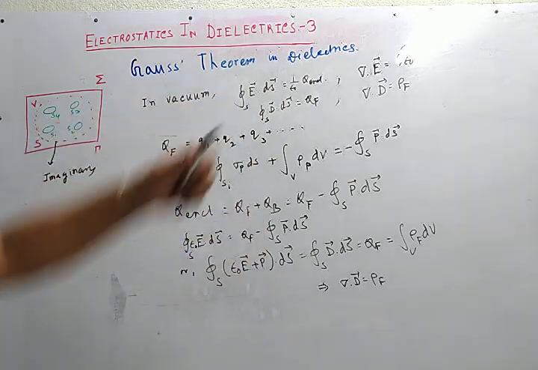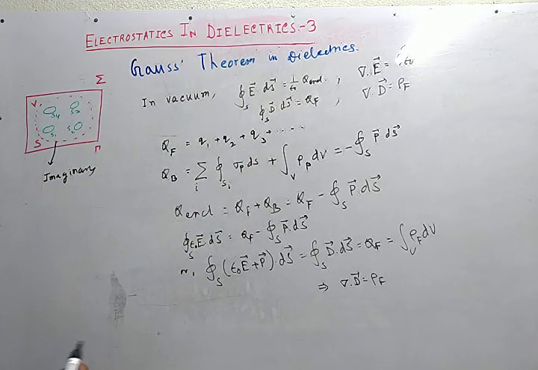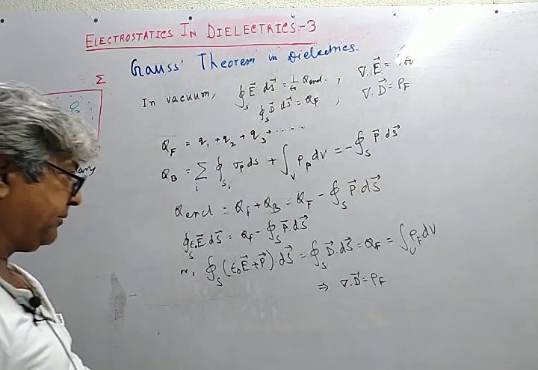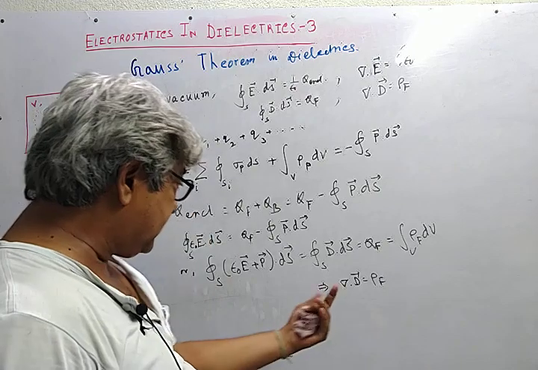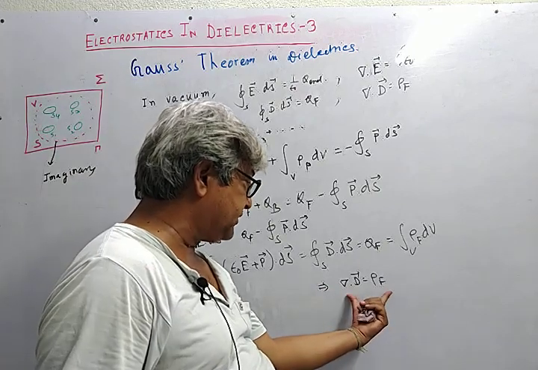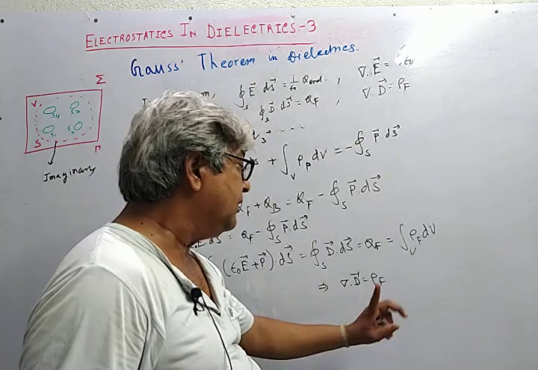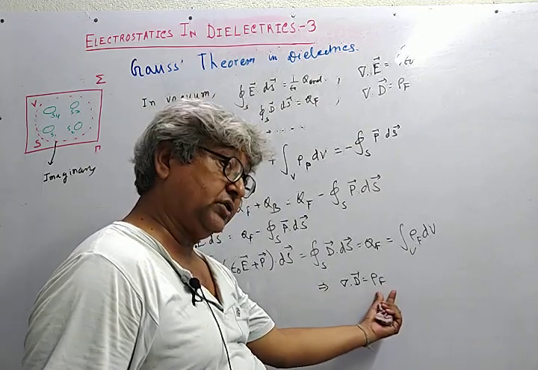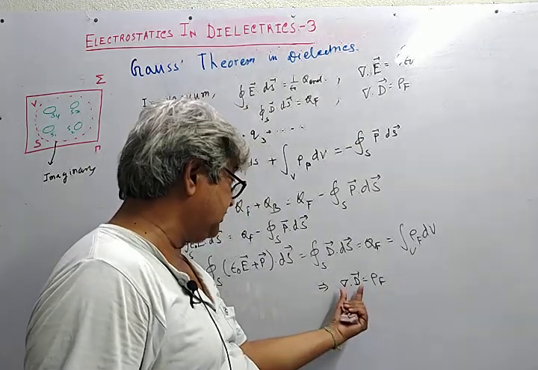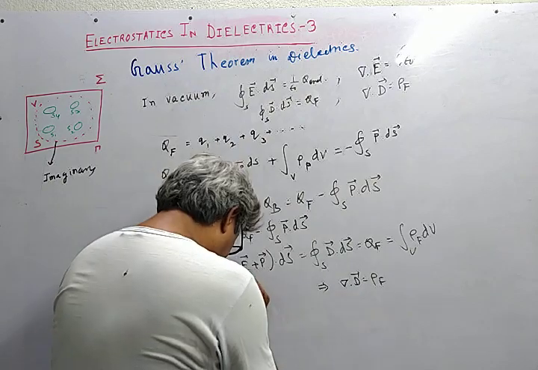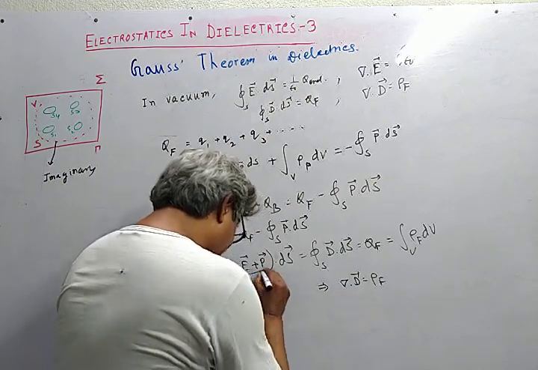Instead of going into this calculation, we can simply come to this calculation. Before that, let me say something. The divergence of D is related to free charge density only. There is no polarization charge, but the effect of polarization is taken within D because D is this vector.